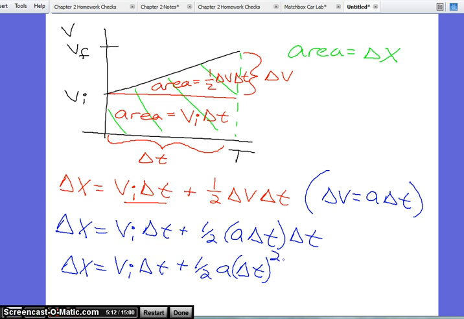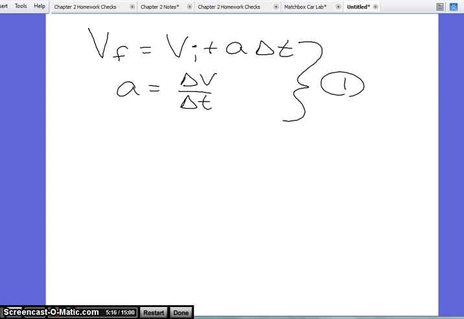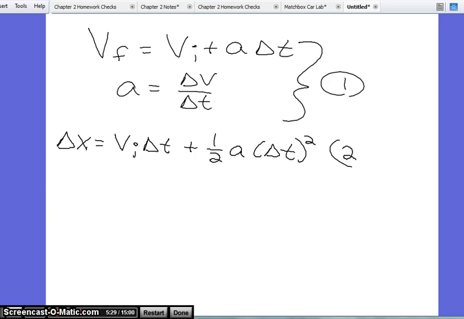So that is our second equation. So let's write that down. We have delta x equals vi delta t plus 1/2 a times delta t squared. That's equation number 2.